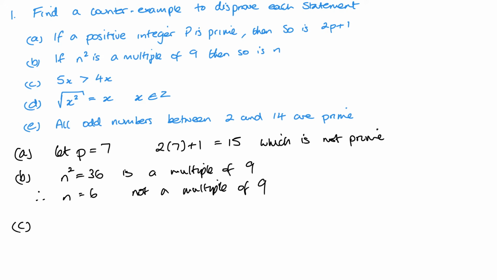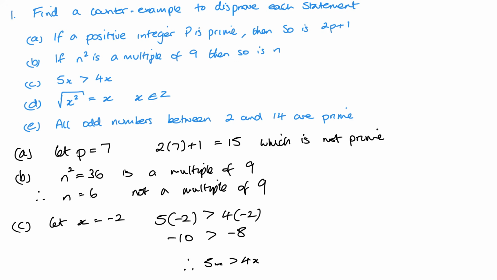C, 5x is greater than 4x. This is going to be true for all positive values of x, but it's not going to be true for negative values of x. So if I start with, say, let x equals -2, then I can see that 5 lots of -2, is it going to be greater than 4 lots of -2? Well, obviously not. This statement doesn't work. Therefore, the original statement is not true. So my 5x greater than 4x is untrue.